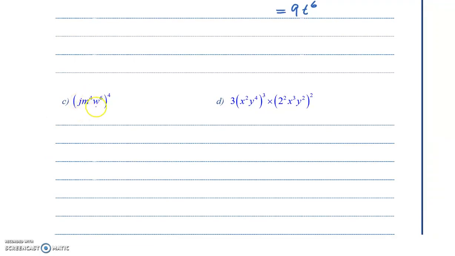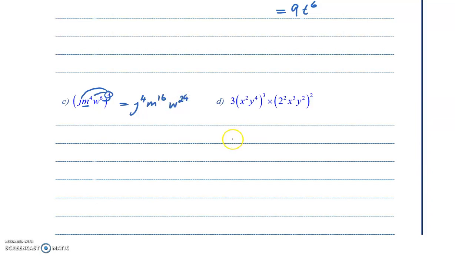j, m to the 4, w to the 6, all to the power of 4. So first is to apply the power of 4 to the j, and that's really j to the 1, so 1 times 4 is 4. Your m to the 4, 4 4s are 16. And lastly, w to the 6, 6 4s, 24, so w to the 24.